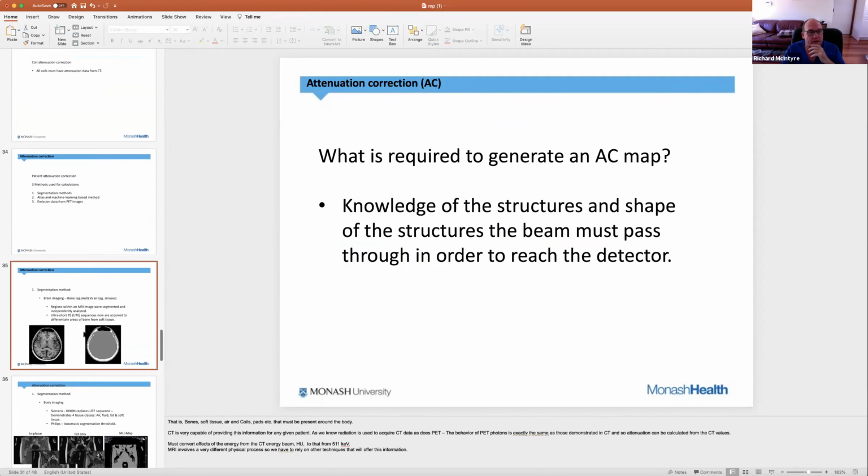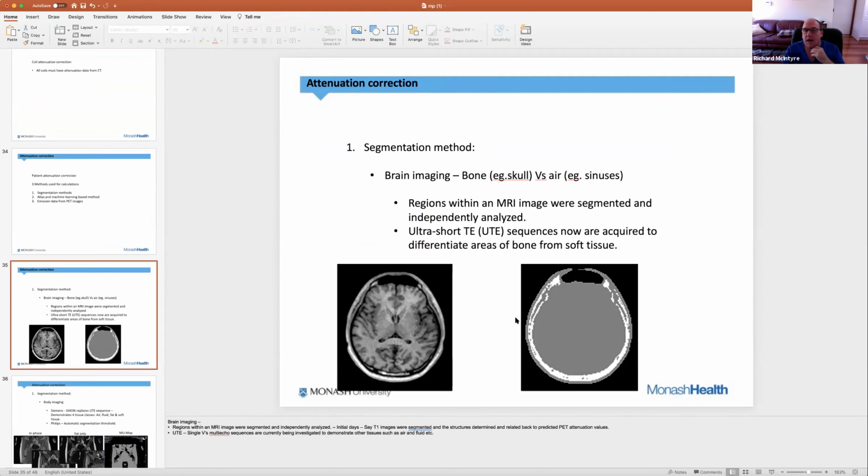Essentially, we're going to get images that are very good at displaying bones, okay? So we have soft tissue, we have bone, and we have air, okay? So we have a type of image, and don't worry about what it's called, but we have a type of image that's very good, a type of sequence, an MRI sequence.